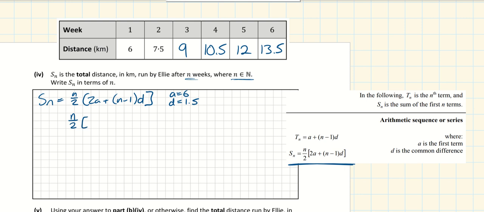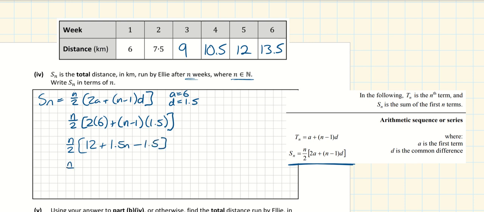So n over 2, 2a, so 2 by 6, plus n minus 1 times 1.5. Okay, so you just sub these in, multiply them out. n over 2, 12 plus 1.5n minus 1.5. And just simplify it by grouping your like terms. That's your 12 and your minus 1.5. So you have got n over 2 times 10.5 plus 1.5n. Okay, you could multiply this out, but this should be enough for this one. So write Sn in terms of n, which means keep an n in your answer.